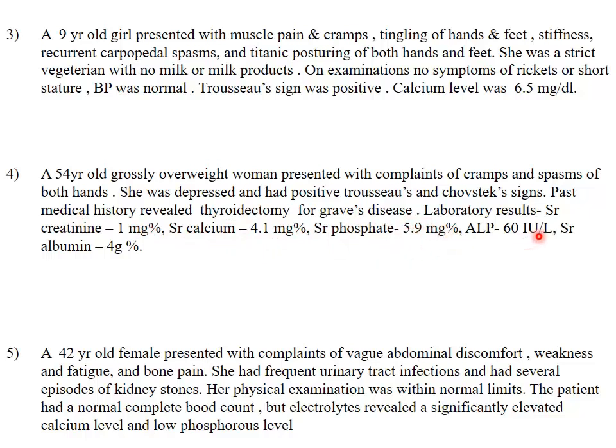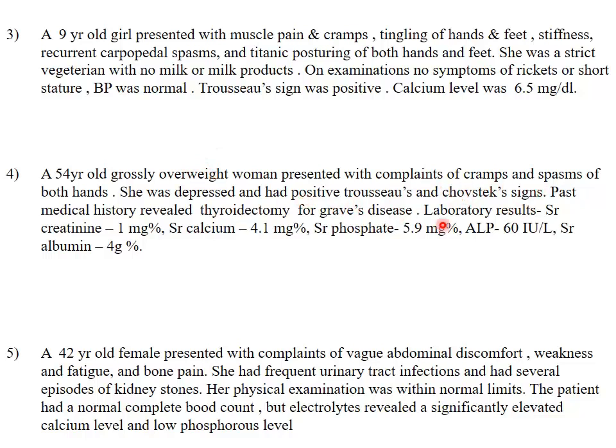So here typically we are finding carpopedal spasm, muscle pain is there, tingling is there, and no milk or milk products. That means the source is gone. So BP normal, Trousseau's sign positive. This is a typical sign for tetany. Calcium level, see, it's low. So the diagnosis is proved.